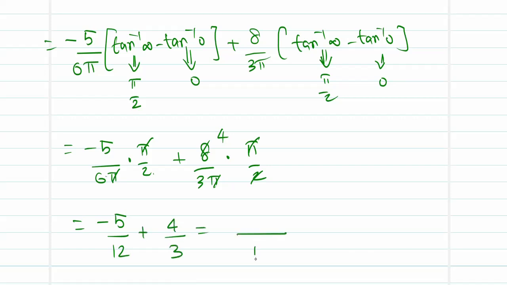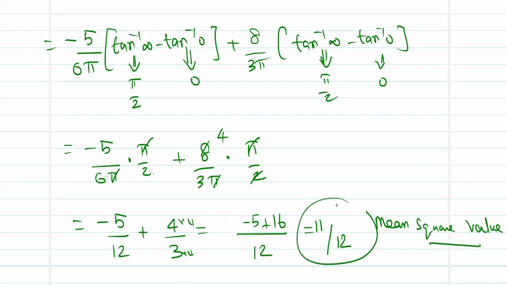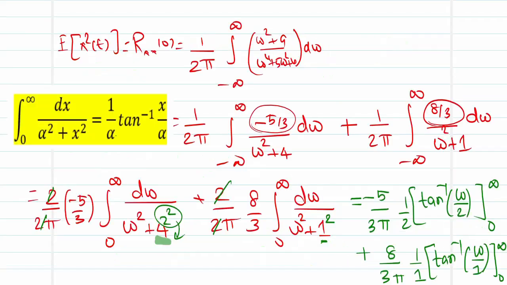LCM is going to be 12, minus 5 plus this makes it 4 times, 4 4s are 16, 16 minus 5. So the answer will be 11 by 12. So the mean square value of the process is going to be 11 by 12. Now this problem, what did we do? We solved it using the integration formula which we have learnt earlier.